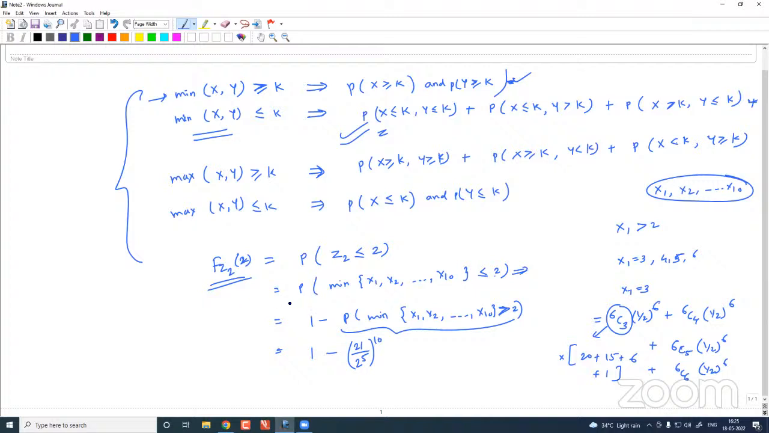You said here the minimum of x, y is less than or equal to k. The probability we have to write like this, and 1, 2, and 3 terms will be there. Here we have only 2 random variables, so how can you find the probability for 10 random variables? It will be x1 is less than or equal to k, then x2 is less than or equal to k, then x3 is less than or equal to k, like that, up to x10 is less than or equal to k.